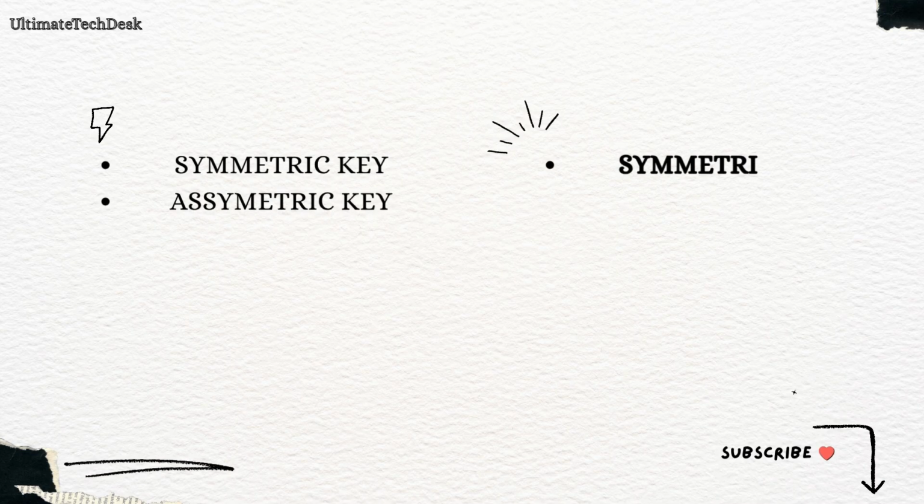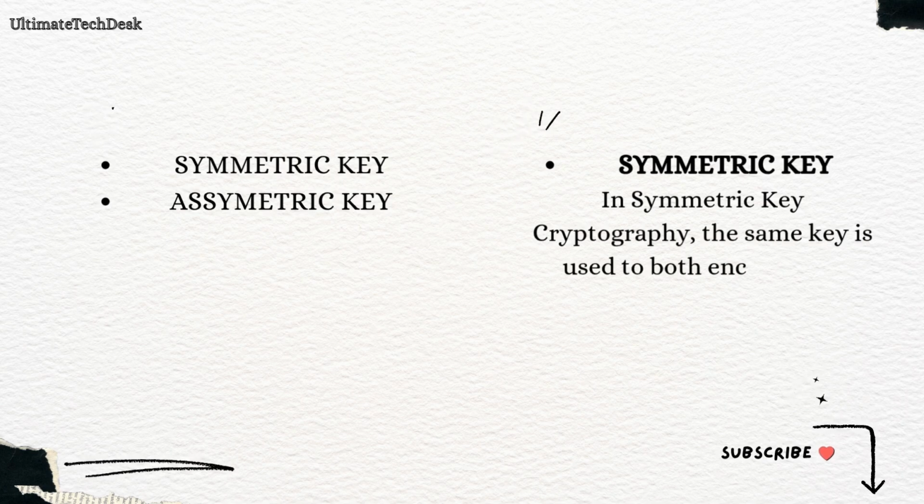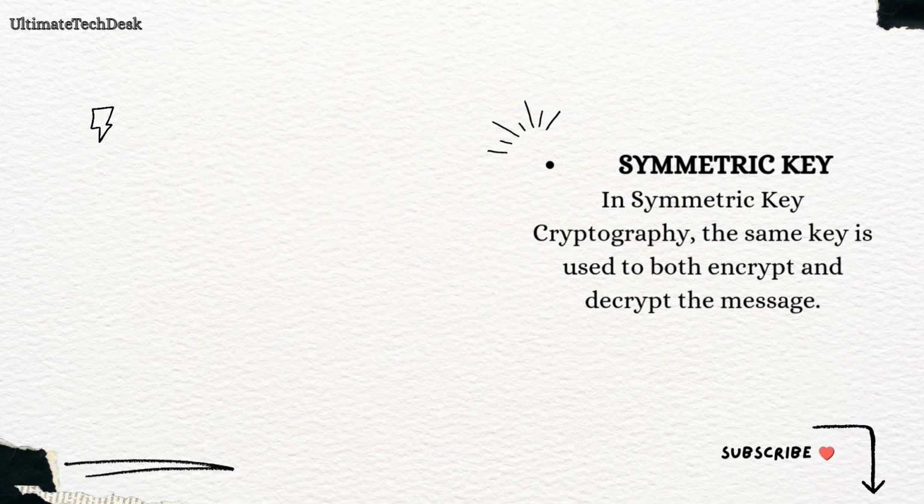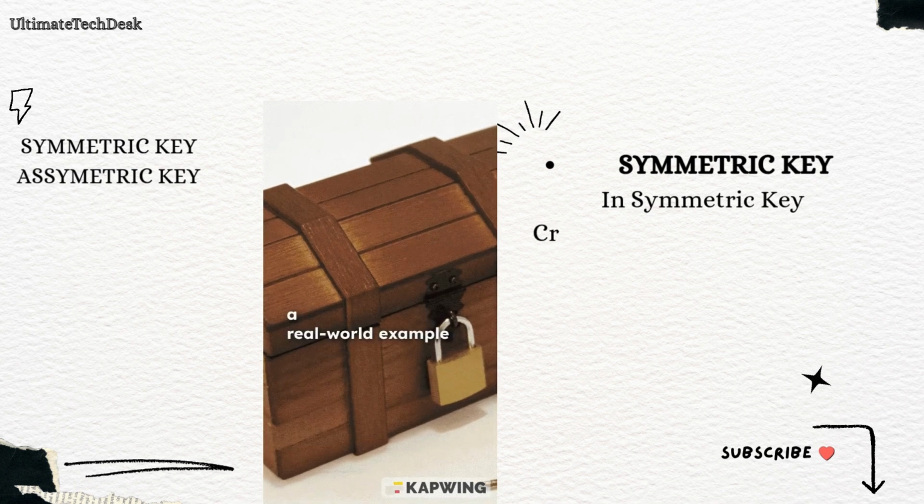In symmetric key cryptography, the same key is used to both encrypt and decrypt the message. But the problem is, both sender and receiver need to share the same secret key safely. Let's take a closer look at symmetric key cryptography using a real-world example.